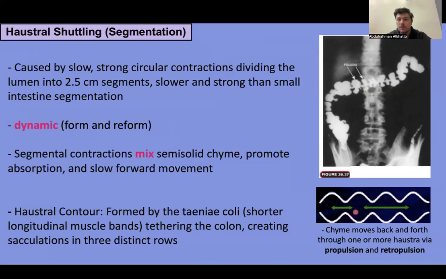So this back and forth movement will ensure efficient mixing, by mixing the chyme with the digestive enzymes, some pancreatic enzymes, as well as it promotes better contact of the feces with the mucosal wall. And lastly, it's going to slow the forward movement of the chyme. So the segmentation mixes the chyme, promotes the absorption of the electrolytes and water, and will also slow the forward movement of the chyme.